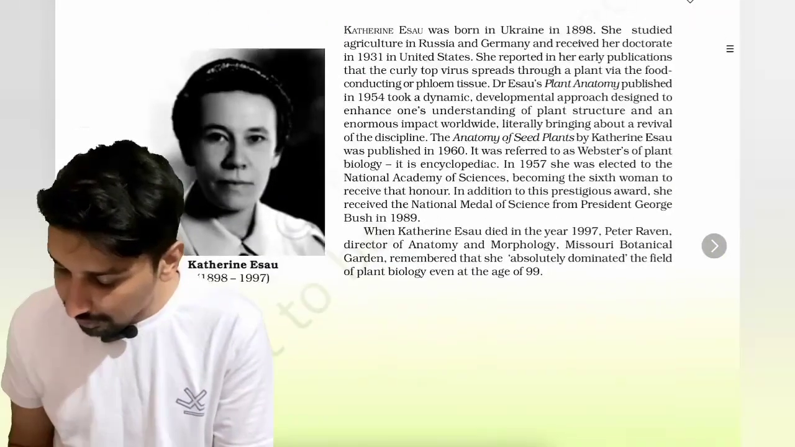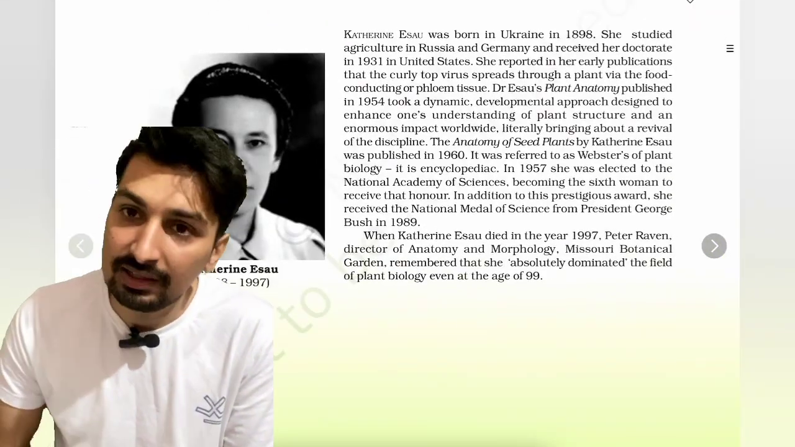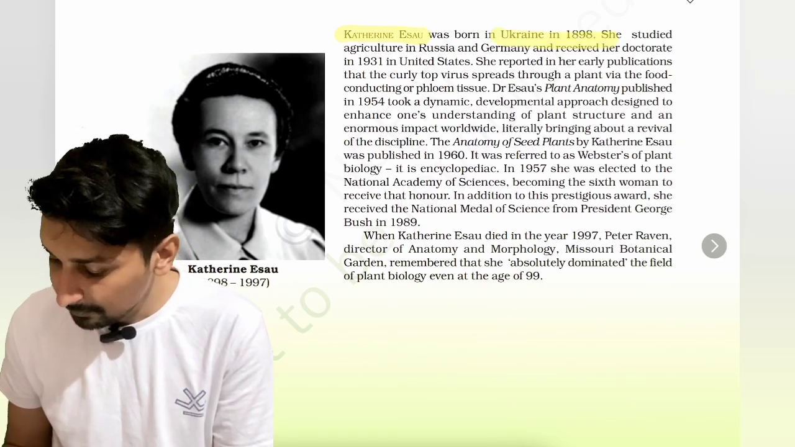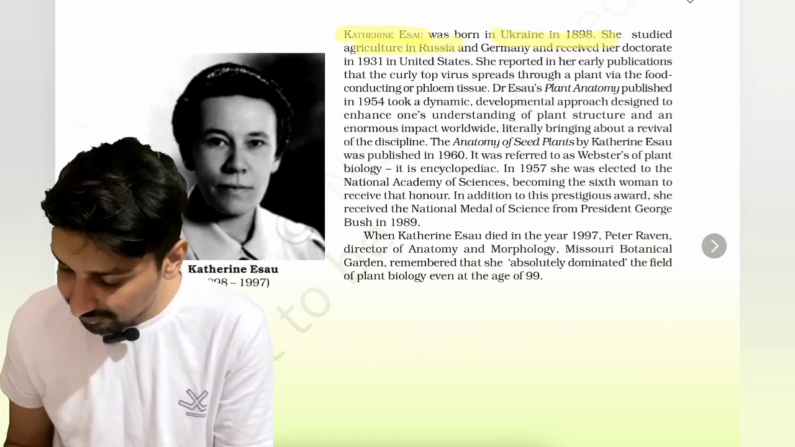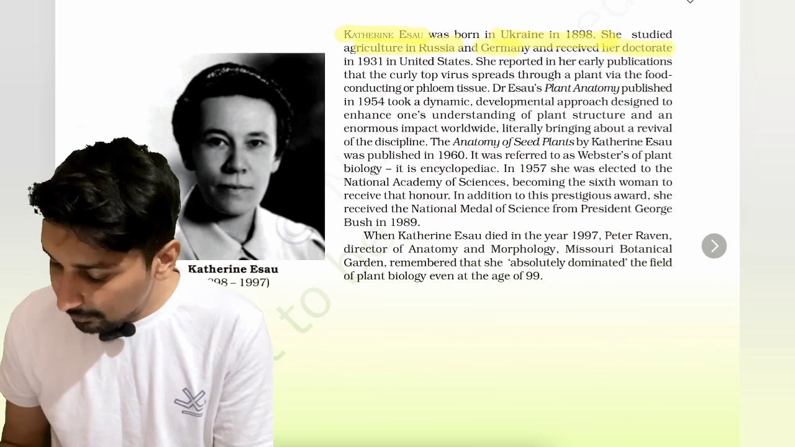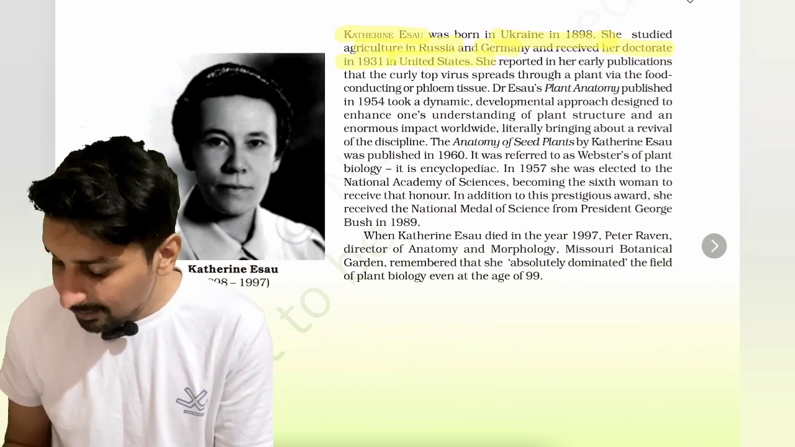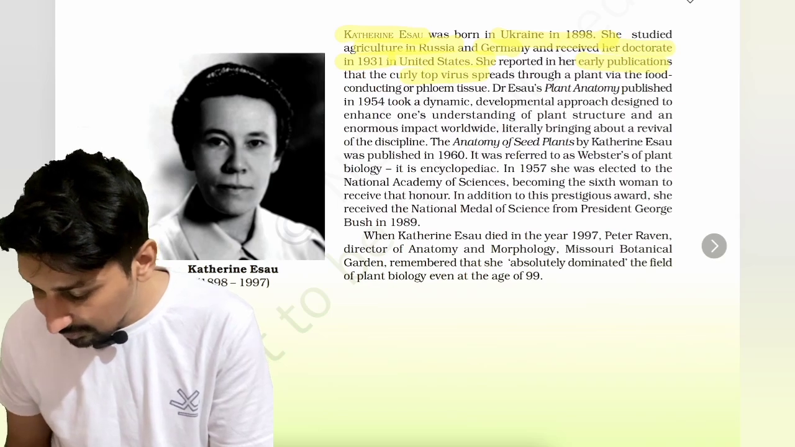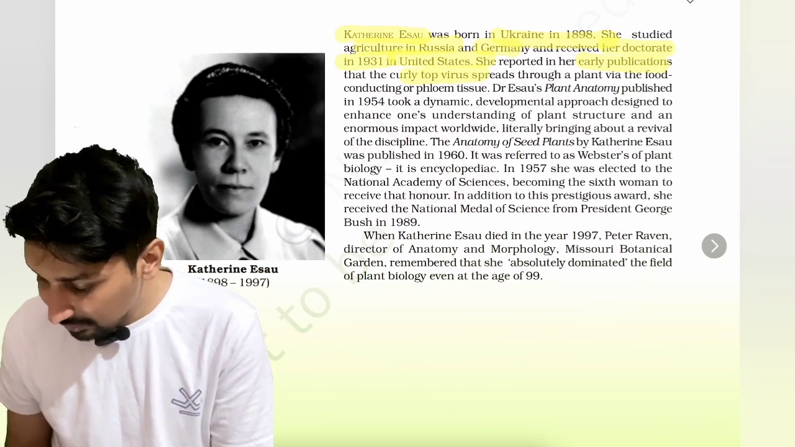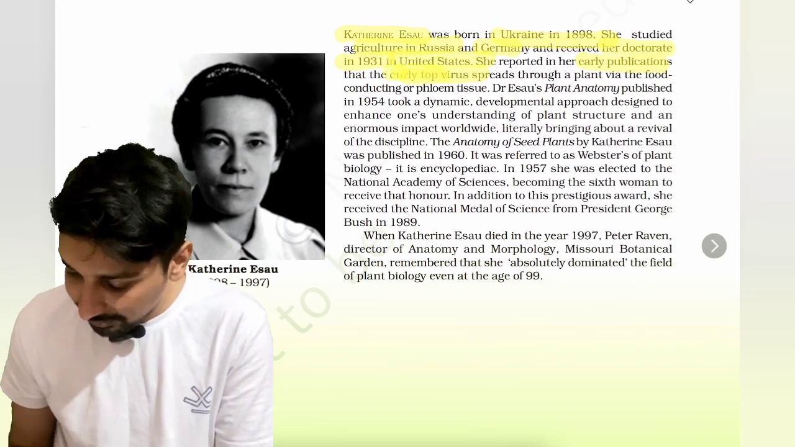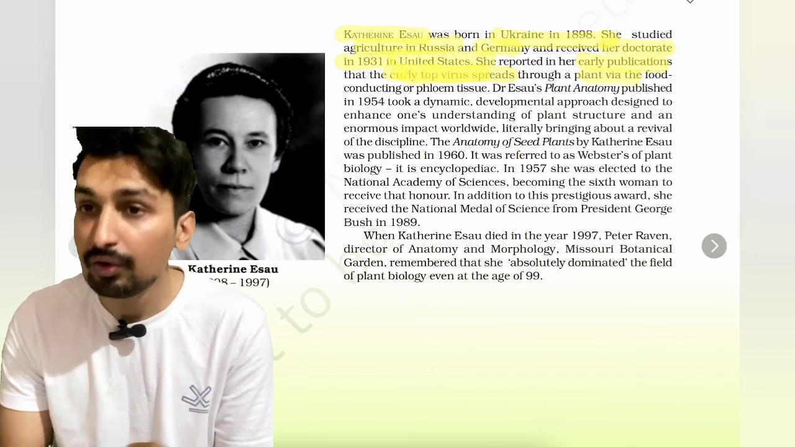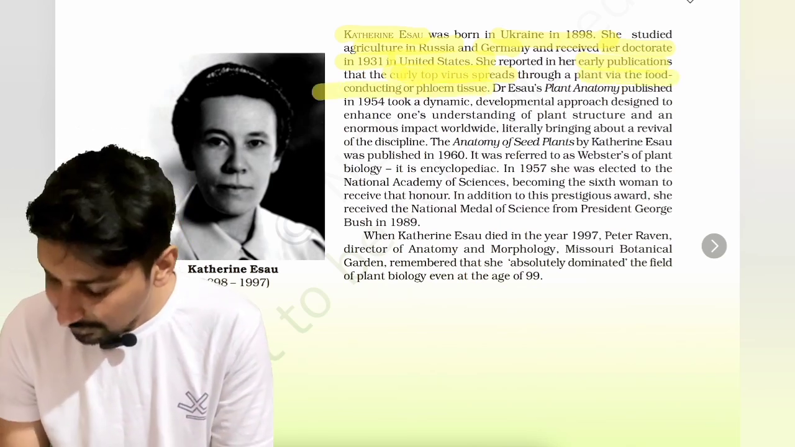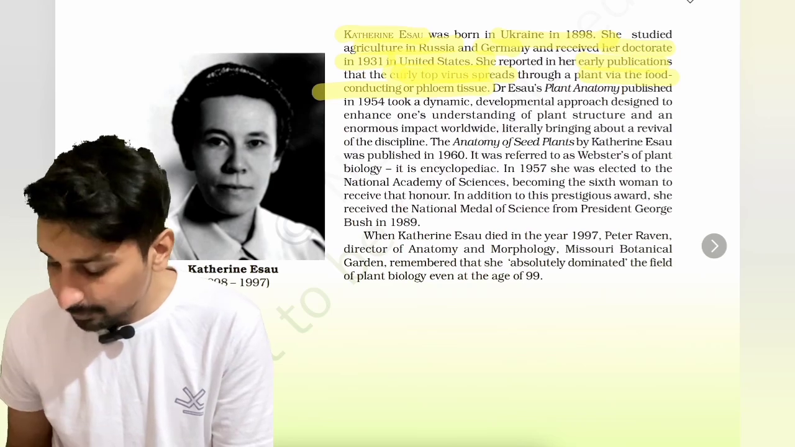Catherine Esau was born in Ukraine in 1898 and she studied agriculture in Russia and Germany. She received her doctorate in 1931 in the US. She reported in her early publication that curly top virus spreads through the plant via the food conducting or phloem tissue. There's a virus, curly top virus. It spreads through the conducting or phloem tissue.